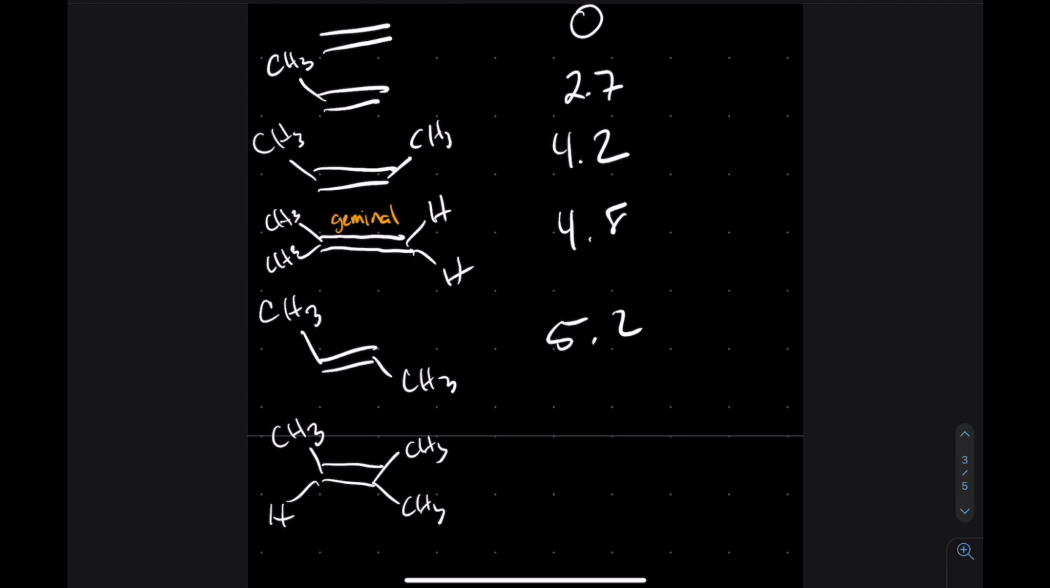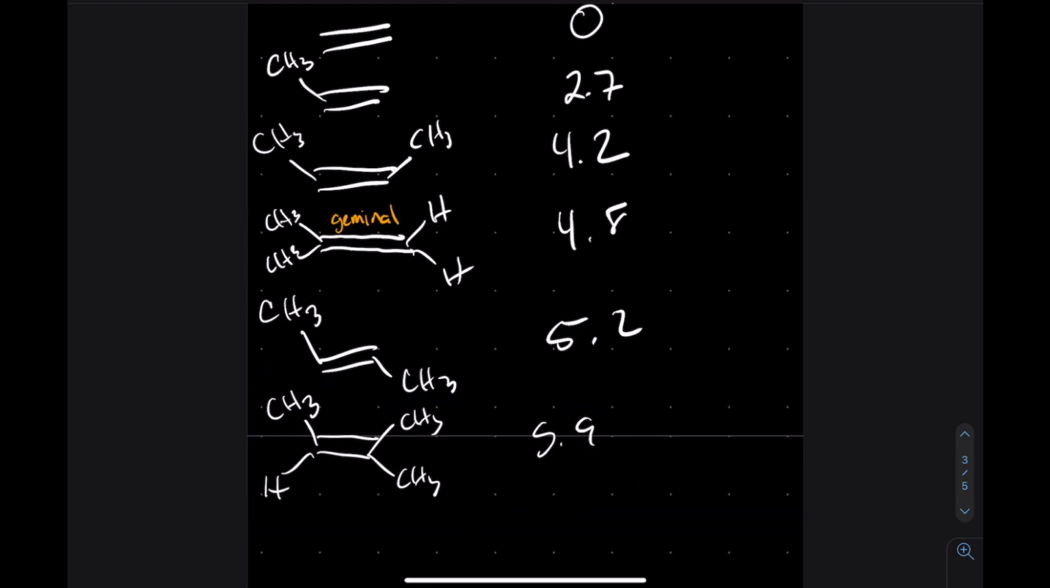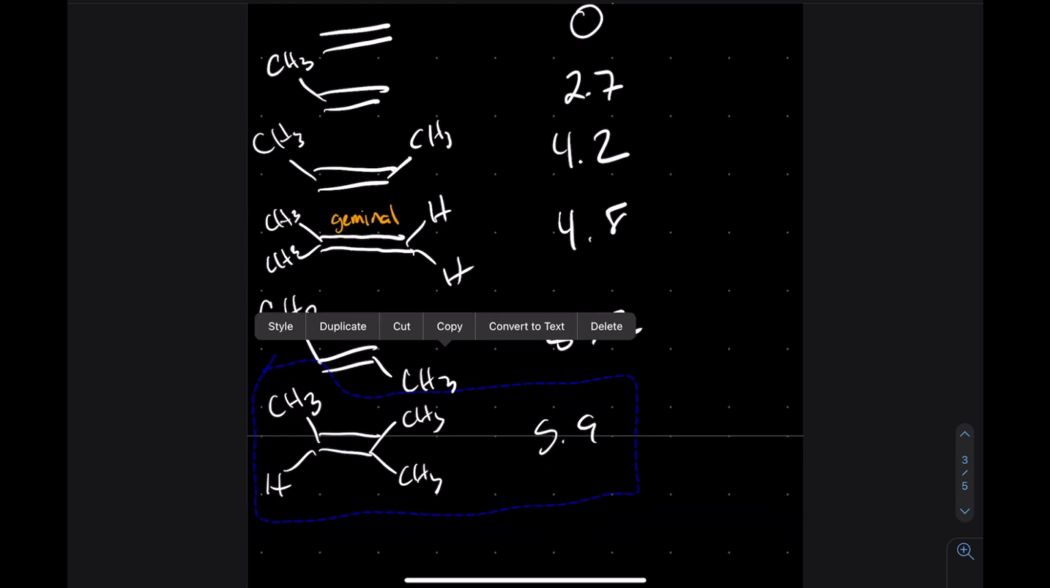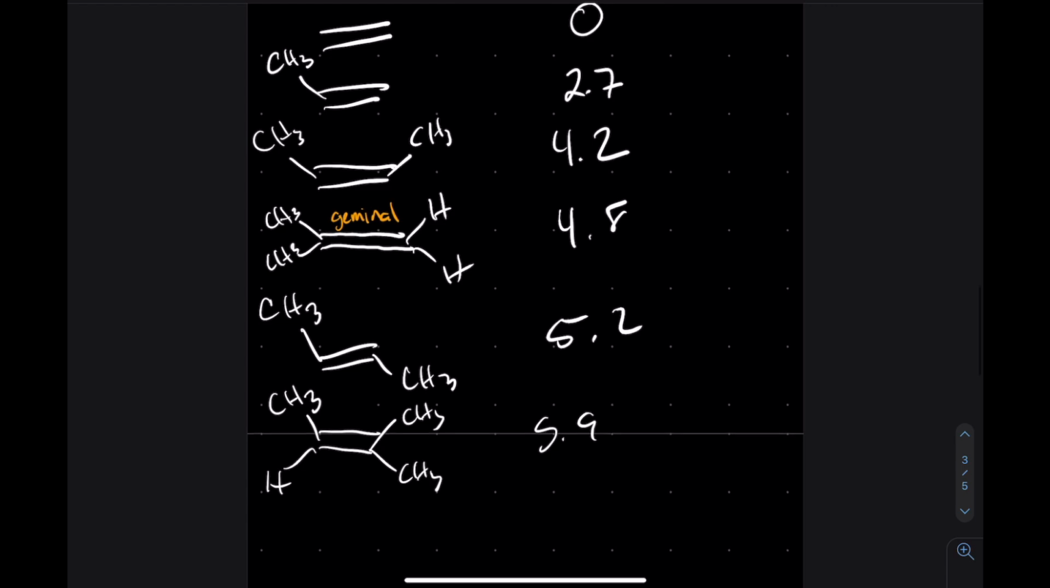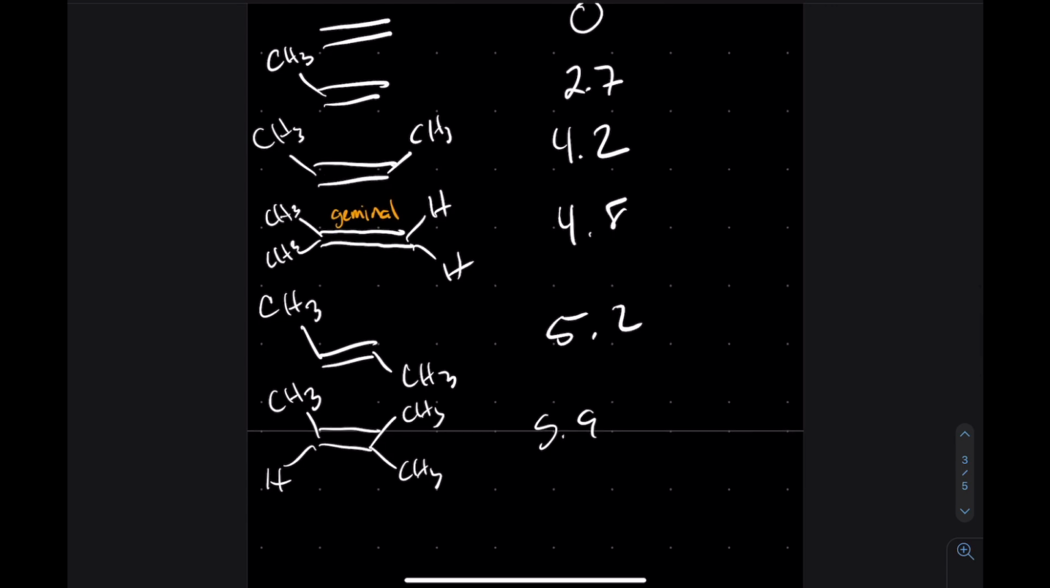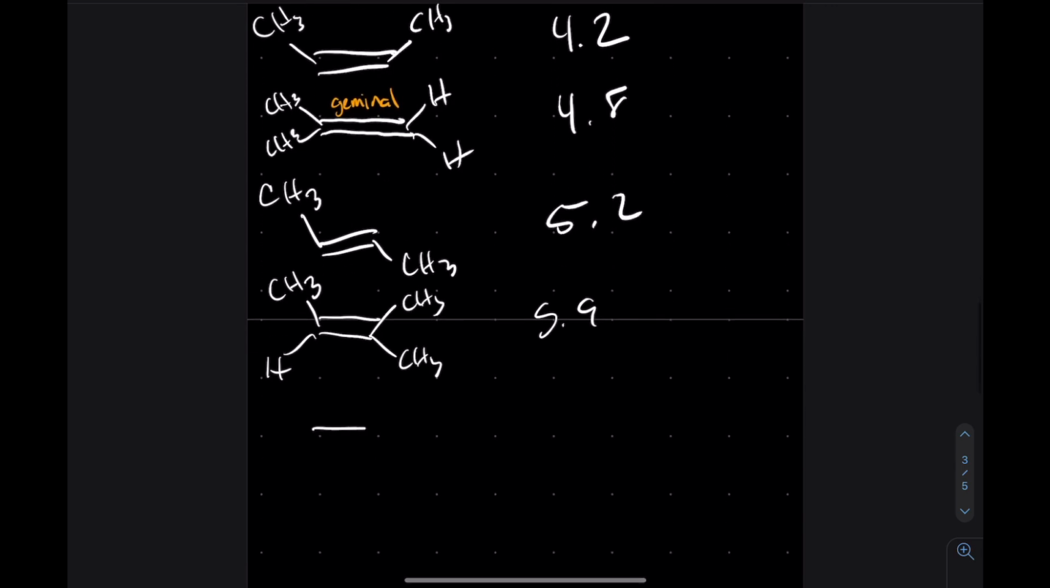All right, the tri-substituted configuration down here now. So now we're back down here. All right. That goes up to 5.9 kcals per mole. So again, it just keeps getting more stable the more substituents and the more crap you add to it. And then finally, the full-on tetra-substituted system.